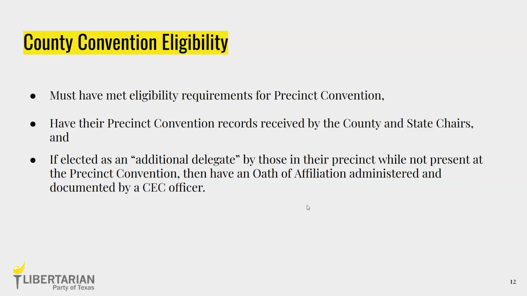All right. County convention eligibility. They have to have met all of the eligibility requirements for the precinct convention, right? They need to have had their precinct convention records received by the county and state chairs, which of course is done by sending it to records@lptexas.org. And like I said earlier, if they're elected as an additional delegate, in absentia, by those in their precinct while they weren't present, then they do need to have an oath of affiliation administered and documented by a CEC officer or even a select rep, someone who can do that oath of affiliation before county convention gavels in. All good? All right.